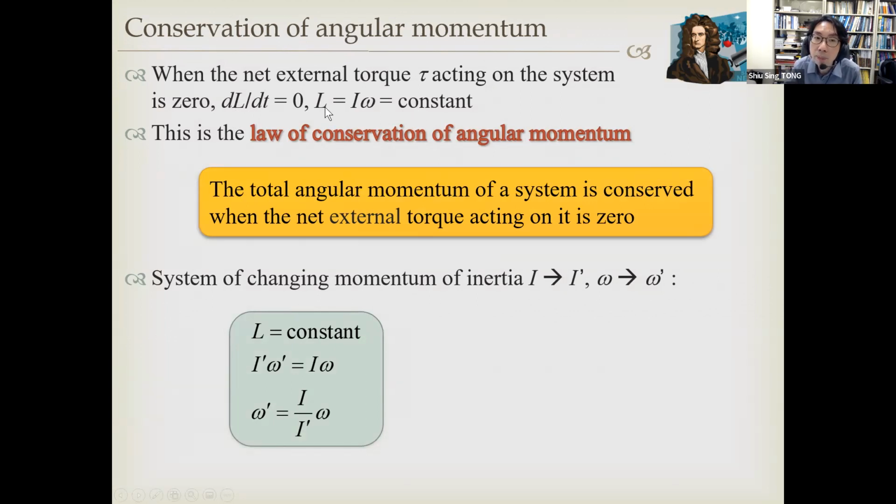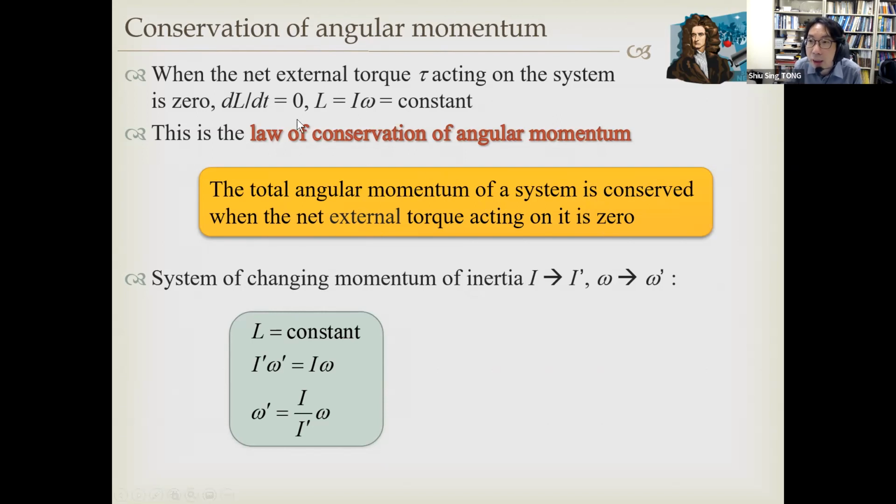But for a body that is rotating about a fixed axis, the angular momentum can be written as the moment of inertia multiplied by the angular velocity. So that is the law of conservation of angular momentum. The total angular momentum of a system is conserved when the net external torque acting on it is 0.